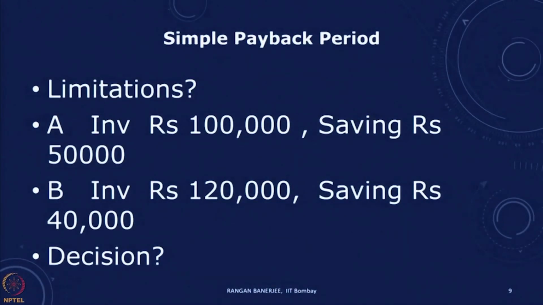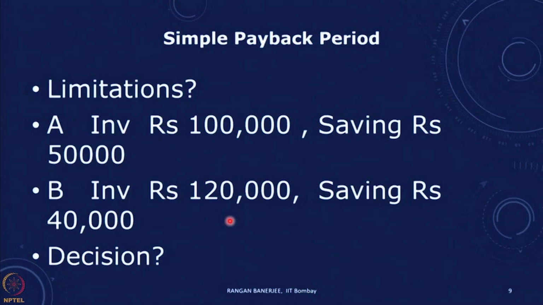For doing this, let us take a simple example. We have these two options, option A and option B, for the same application. In the case of A, there is an investment of 1 lakh and a saving of 50,000. So, if we just divide 1 lakh by 50,000, we will get a simple payback period of 2 years for A. And in the case of B, investment is higher, which is 1.2 lakhs, and the saving is lower, which is 40,000. So, the simple payback period for B is 3 years.